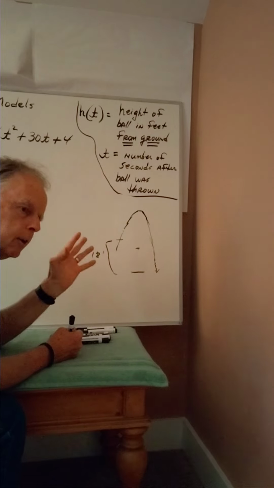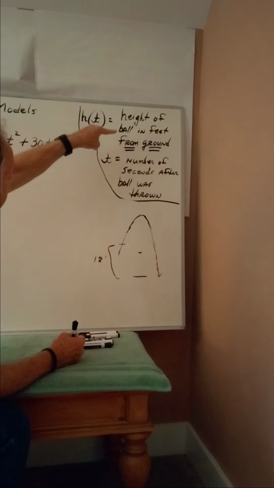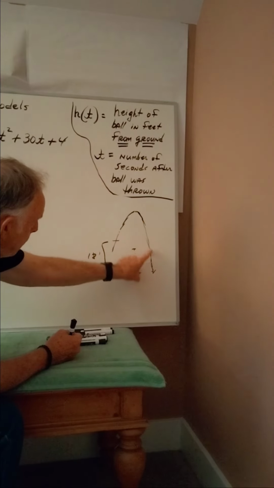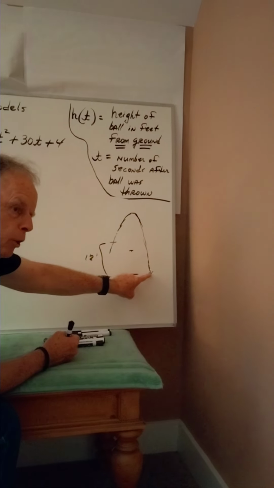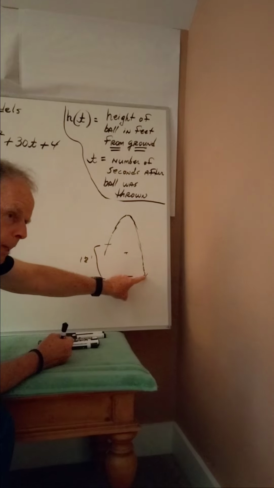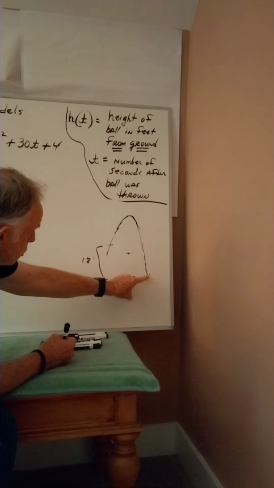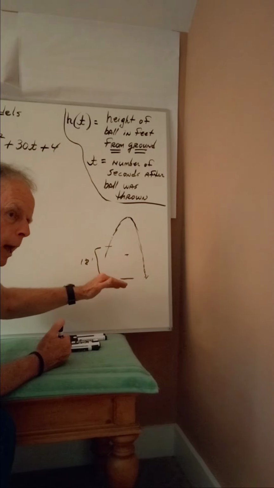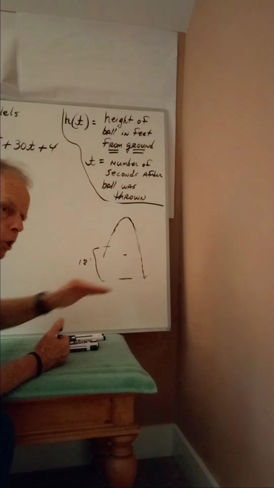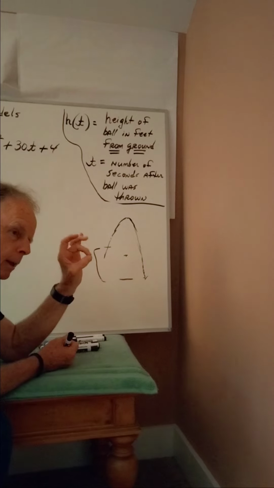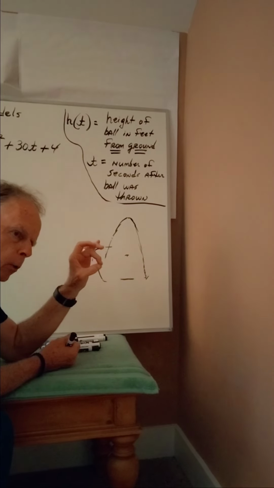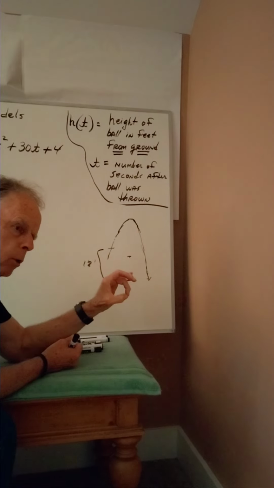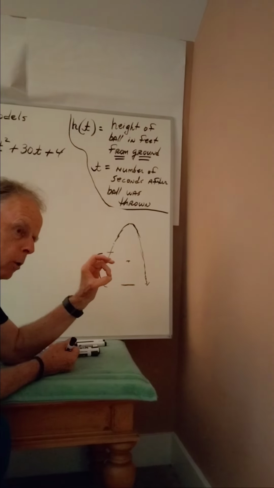Remember what the H of T stands for: height of ball in feet from ground. Well, when the ball hits the ground, that's what they're wanting us to find out, how many seconds. When that ball hits the ground, how far away from the ground will that ball be? It'll be 0 feet from the ground when it hits the ground. How far away is it from the ground? Nothing.